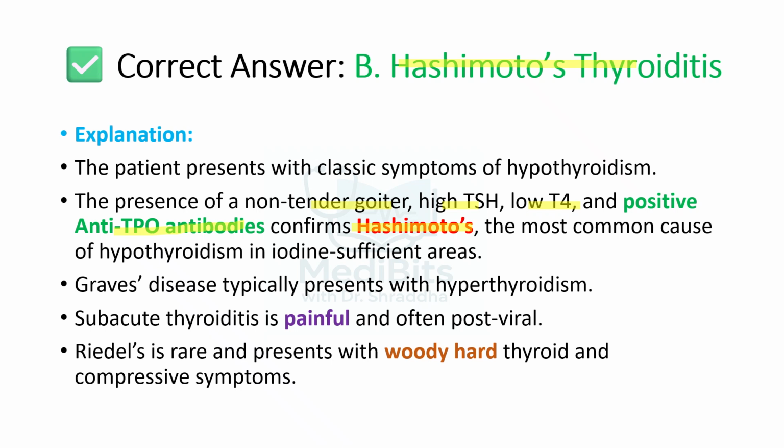Now we will discuss the remaining options. Graves' disease typically presents with hyperthyroidism. Subacute thyroiditis is painful and often post-viral. Riedel's is rare and presents with woody hard thyroid and compressive symptoms.